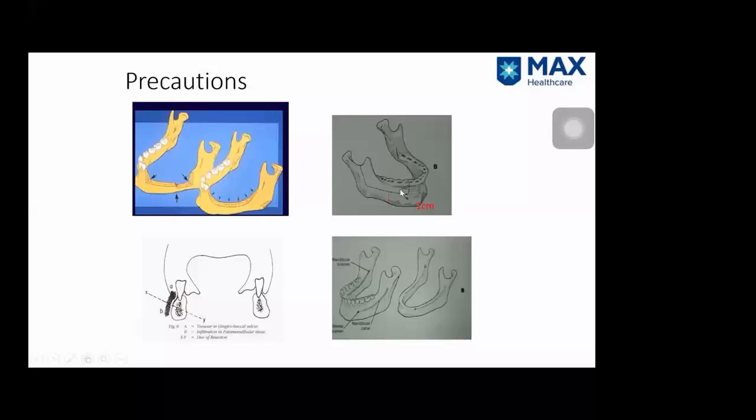Other point to be aware of, which is very important, is that at least 1 centimeter stump of the mandible should be there. Otherwise, fracture of mandible can happen. Now, in edentulous mandible, like we discussed, the height of the mandible comes down. So there also we need to be able to save mandible.